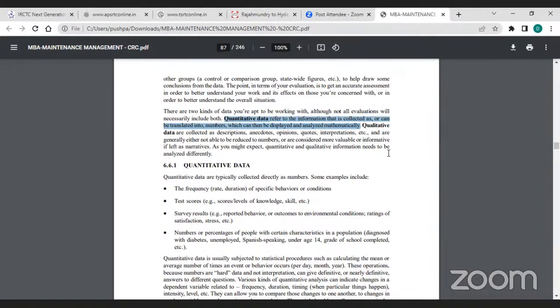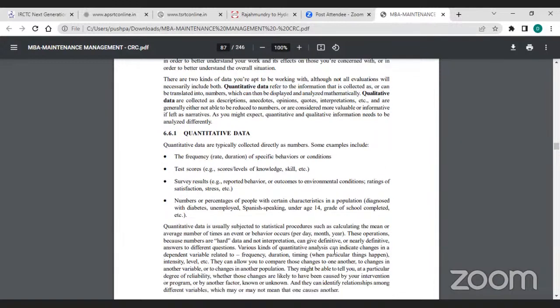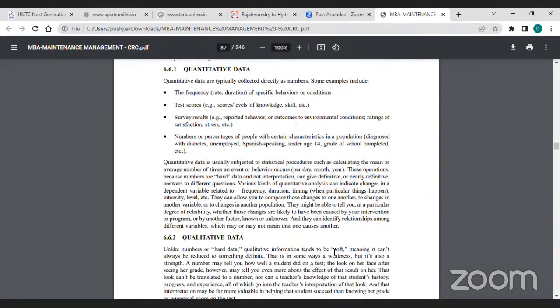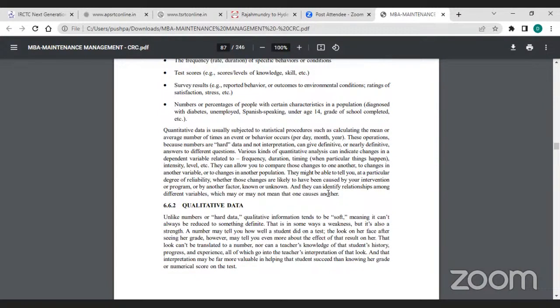Survey results. Survey results are reported behavior or outcomes to environmental conditions, ratings of satisfaction, such as stress, etc. The number of percentages of people with certain characteristics. So these all can be the quantitative data that we are collecting for the failure analysis. Right. So day, month, year.